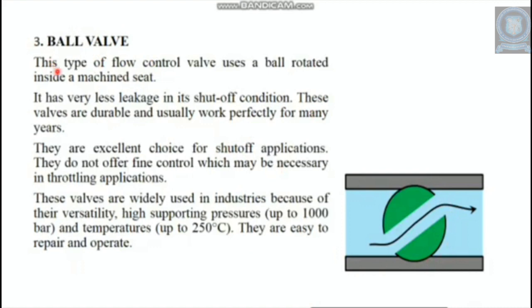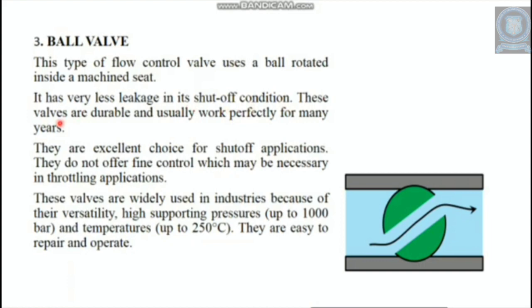Then the ball valve. This type of flow control valve uses a ball rotated inside a machined seat. There is a hole in its middle. It has very little leakage in its shut-off condition.